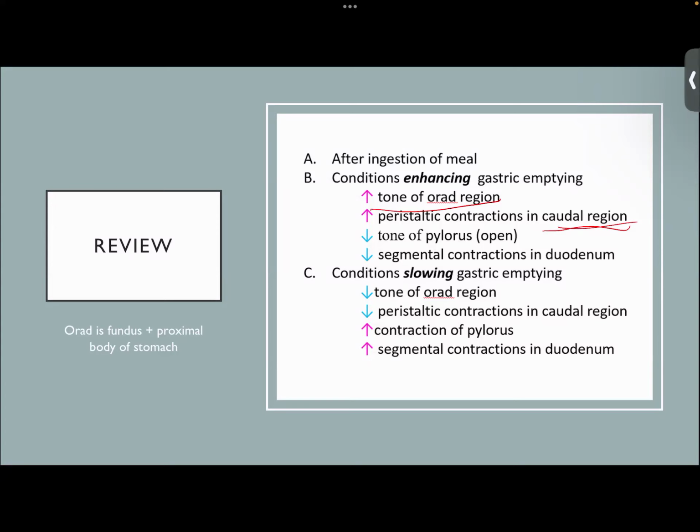Obviously you want the peristaltic contractions to increase so that it can move out of the way. Decreased tone of the pylorus. The pylorus must be open, and this happens via VIP and NO because those are relaxants. If the pylorus is relaxed, it can allow the food to pass through easily. And decreased contractions in the duodenum, because you don't want there to be pressure in the duodenum, because then it's going to push the food backwards. You want it to be calm, you want it to be relaxed so that the food can enter easily. Conditions slowing gastric emptying: just everything that we had over here, flip it. If you flip it, it's going to be the opposite, and the opposite is slowing it down. Super simple.